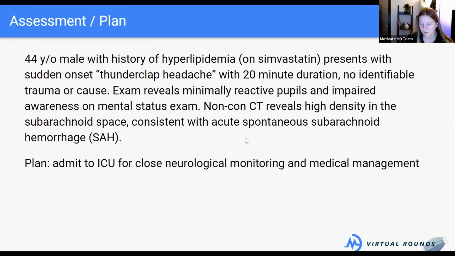I don't remember who said it at the beginning, but we did have that on our list of differentials. So good job, everyone. And our plan for this patient is going to be to admit him to the ICU for close neurological monitoring and medical management.